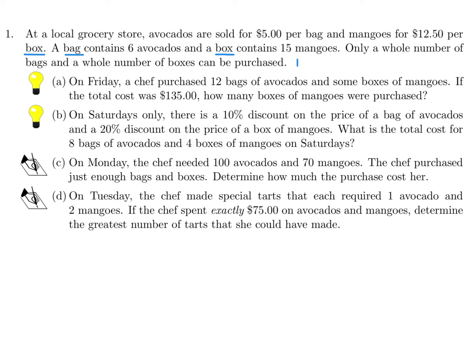So our formula will be 12 bags times $5 each, right? And then we don't know the number of boxes, so we'll just use X. And we know the price is $12.50. And then that is $135. So that's your equation. And when you solve that, you will get X equal to 6. So 6 is the number of boxes of mangoes that he bought.